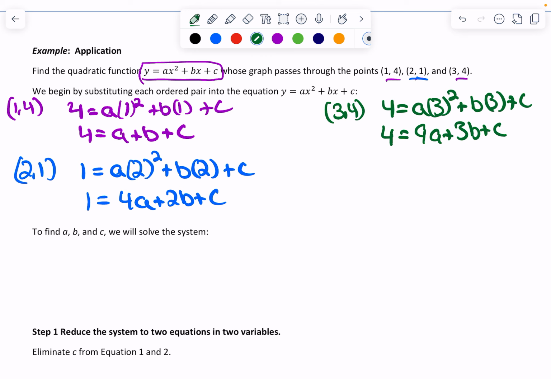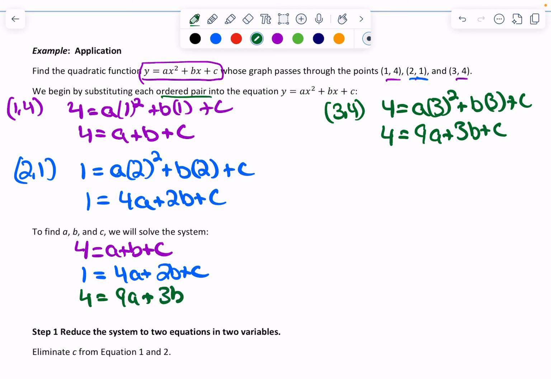Okay, so we substituted each ordered pair into the equation. Now, to find a, b, and c, we will solve this system. So we've got 4 equals a plus b plus c. Our second one is 1 equals 4a plus 2b plus c. And we have 4 equals 9a plus 3b plus c.